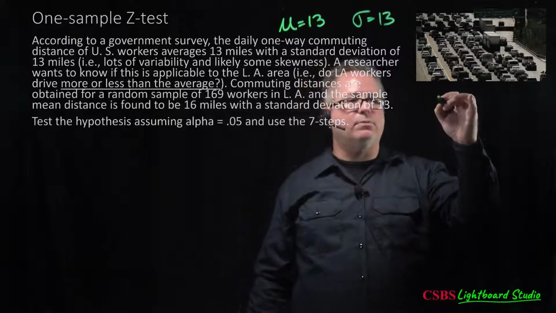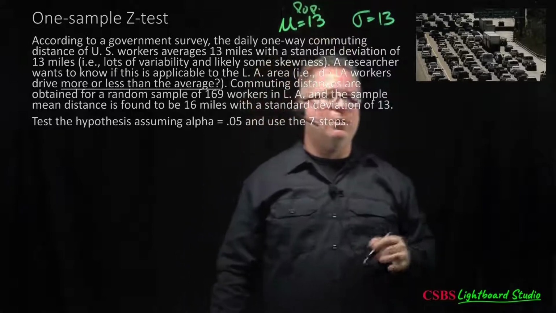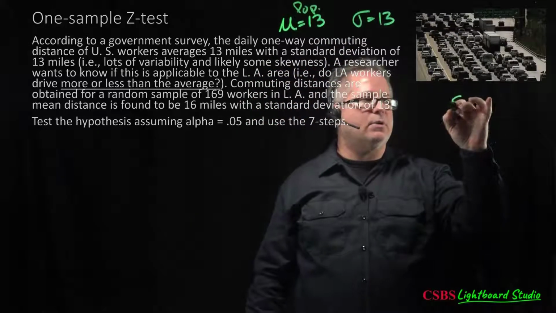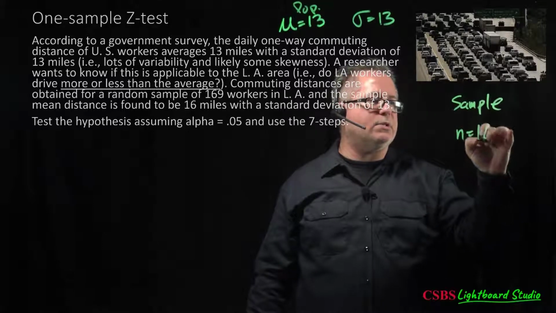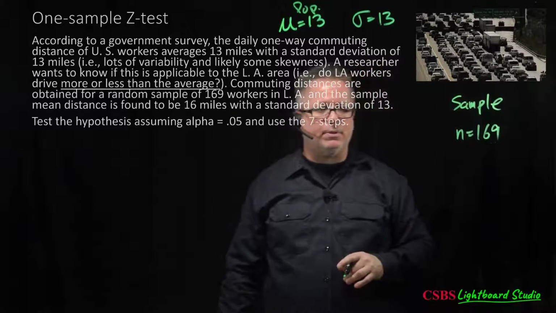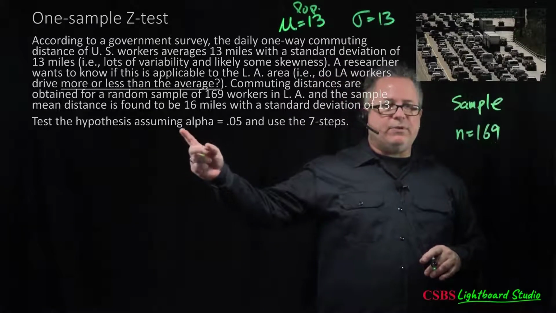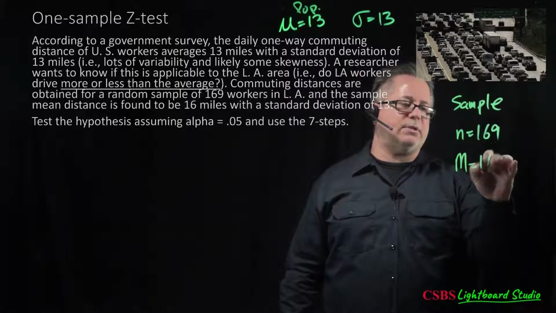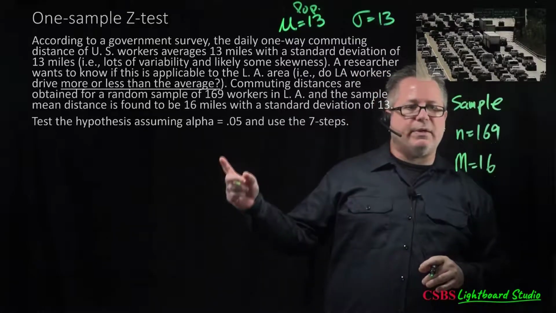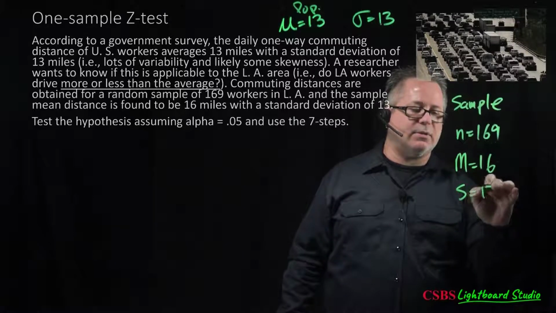So here's our population stuff up here. Our sample, let's write it over here. Our sample has an n equal to 169 people in our sample. And the sample mean distance is found to be 16 miles, so our M equals 16. And then it says with a standard deviation of 13, so also we have an s of 13.